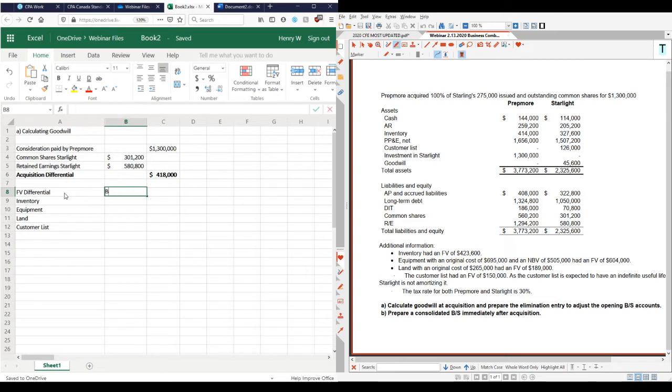So book value and fair value. The book value is straight from the case. Inventory is 327,600, all from the balance sheet that you see. Equipment is 505. Land is 265. Customer list is 126. I'm just making sure you see where I'm pulling all this information from.